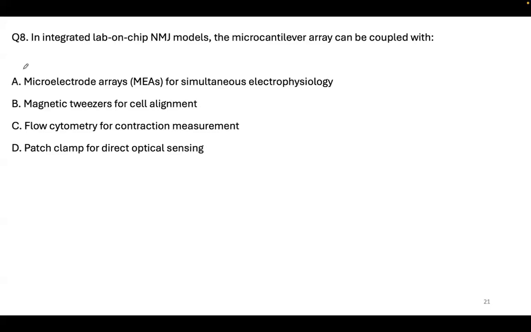And I think this is the last question. So in an integrated lab on chip model, lab on chip is mainly that there'll be very few things you would have to do outside. So everything is going to be in that setup. We talked about the microcantilever system, where you have your motor neurons and you have the muscles. You would need one extra thing to start that, to see whether the force is being generated. What was that extra thing?